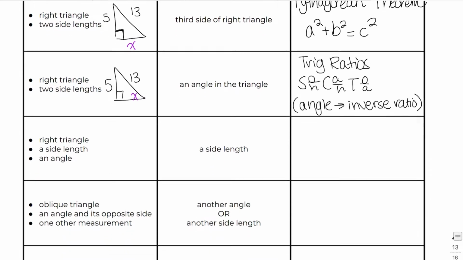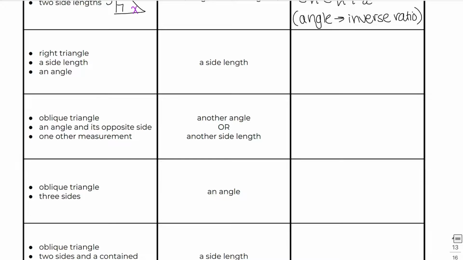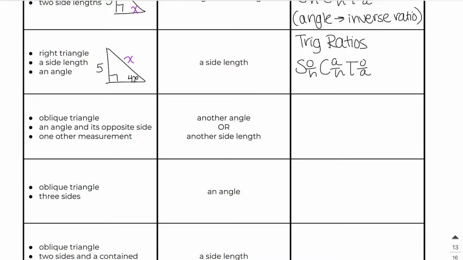Okay? What if I'm given a right triangle again, but this time I'm given a side length and I'm given an angle? I want to find another side length. So like, let's say, for example, I want to find this side length right here. It doesn't necessarily have to be the hypotenuse. I'm just giving you an example. Still, I would use my trig ratios. So I would still use SOHCAHTOA. But because I know an angle, I don't need to do inverse. I would just use the regular ratio.